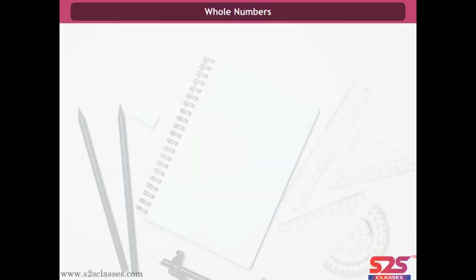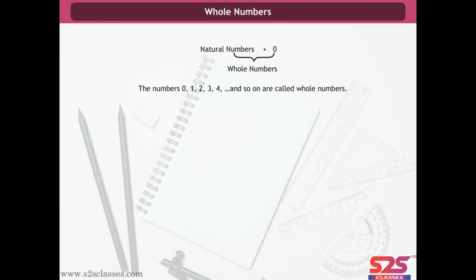Whole numbers. Natural numbers along with 0 form the collection of whole numbers, such as 0, 1, 2, 3, 4 and so on, which are called whole numbers. This is a number line for the whole numbers. The distance between 0 and 1 is called unit distance. Numbers are marked at unit distance on the number line.